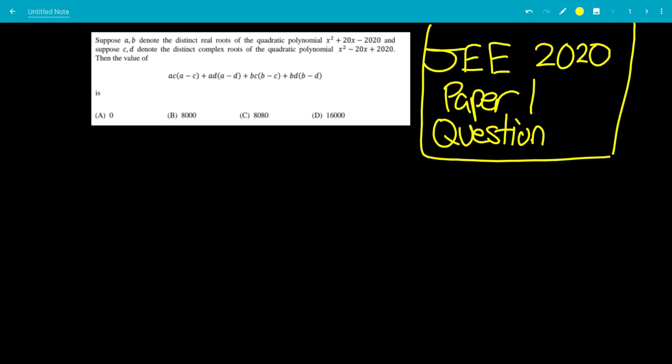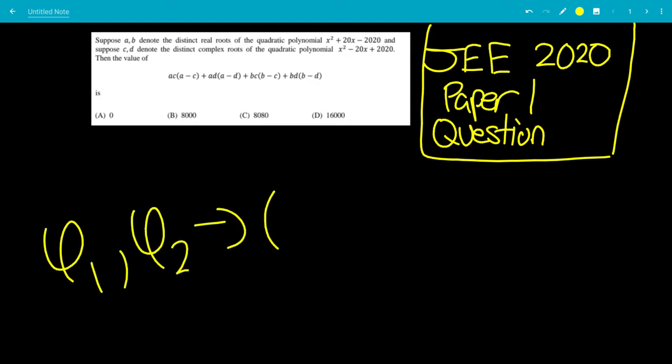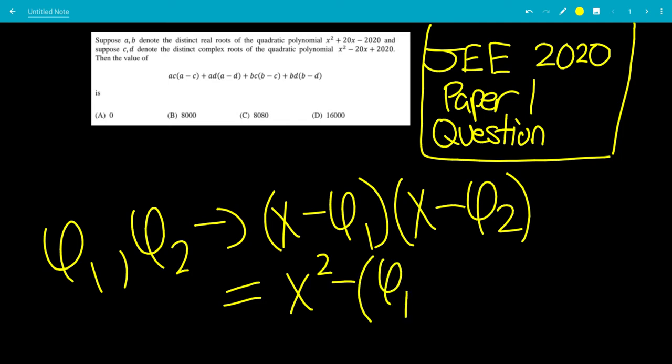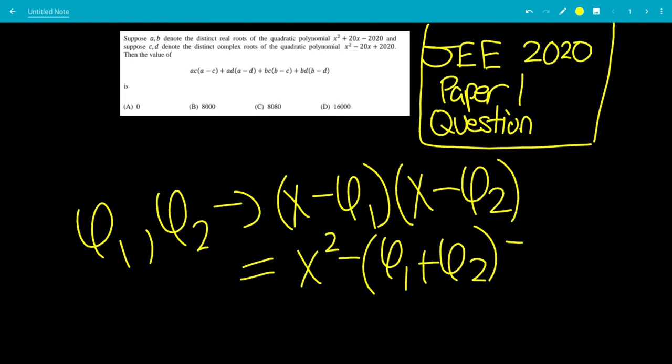In this video, we're going to do a JEE 2020 paper 1 question. So if we have roots phi 1 and phi 2, it means the polynomial looks like this: x minus phi 1 times x minus phi 2. And this will be equal to x squared minus parentheses phi 1 plus phi 2. Then the last term will be plus phi 1 times phi 2.